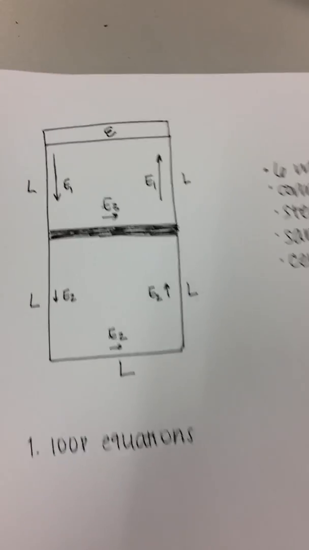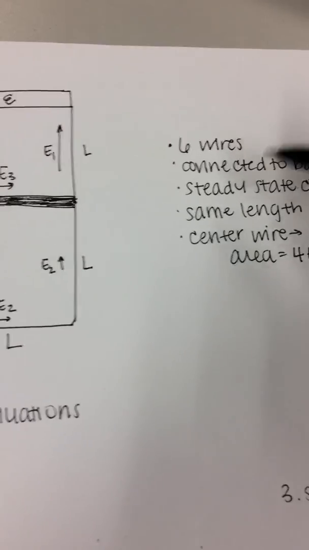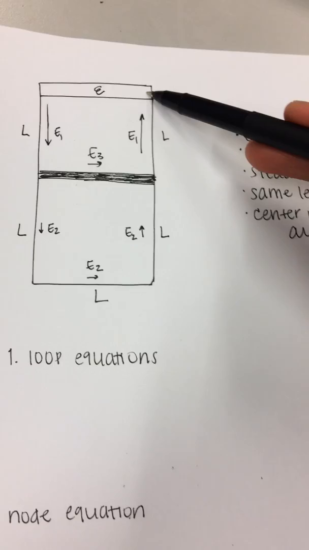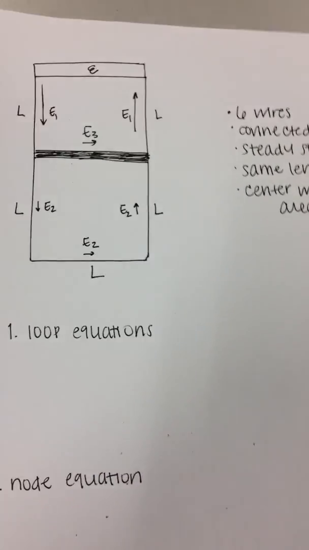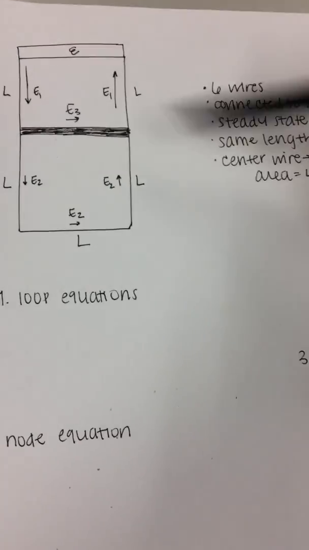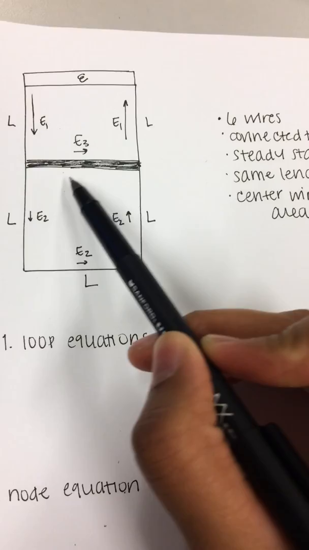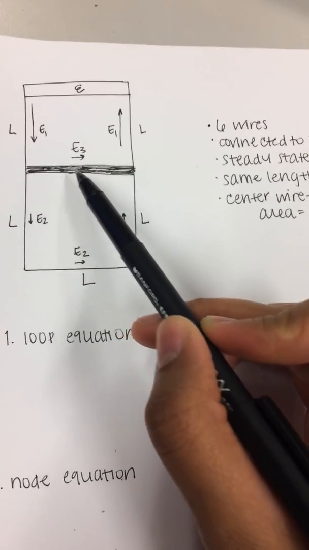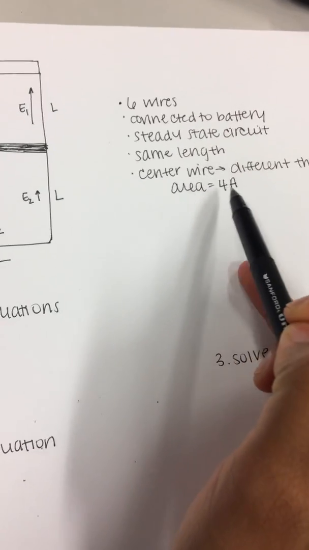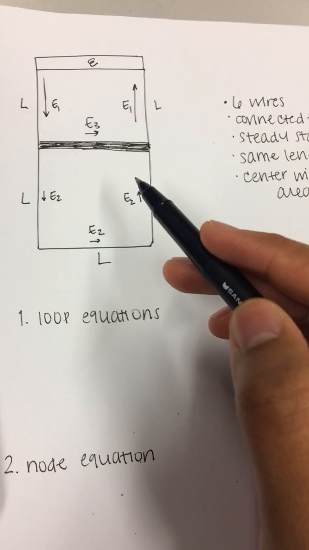So I will be talking about problem number 4 on exam 2. You're told that there are 6 wires that are connected to a battery right here, and that the circuit is allowed to reach steady state. The battery has an EMF of E, and the wires of the circuit are all made of the same material and they all have the same length. The only thing is that this one is a little more thick and it has a cross-sectional area that is 4 times larger than the rest of the wires.